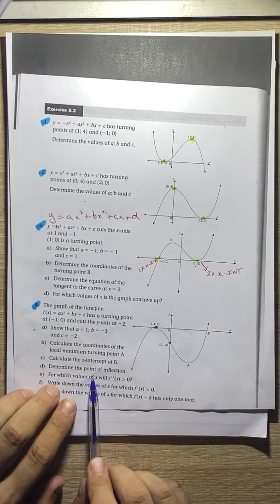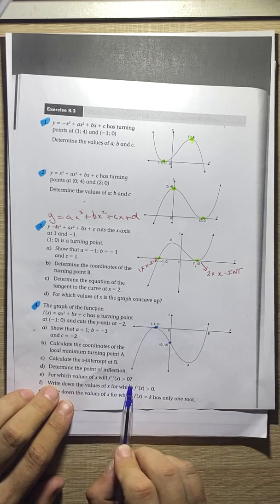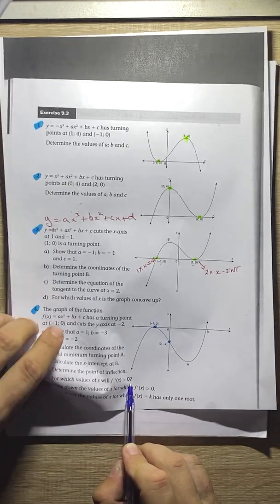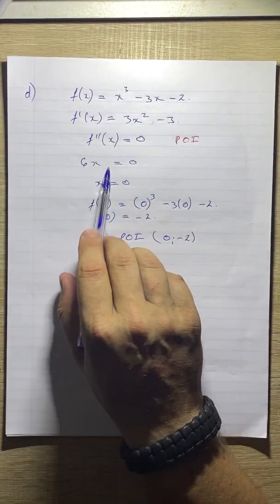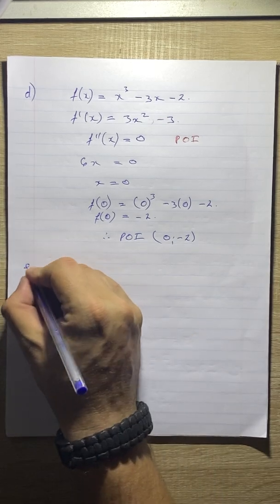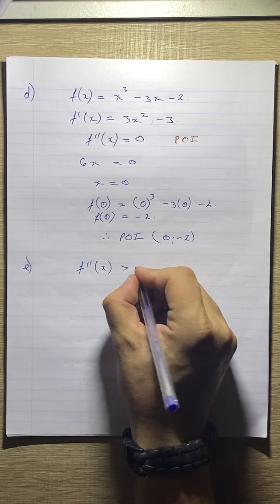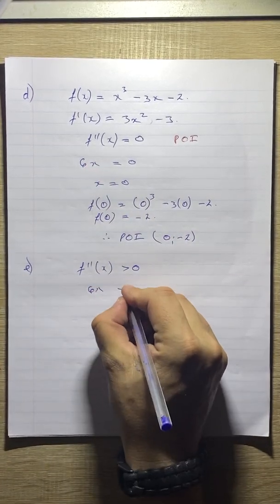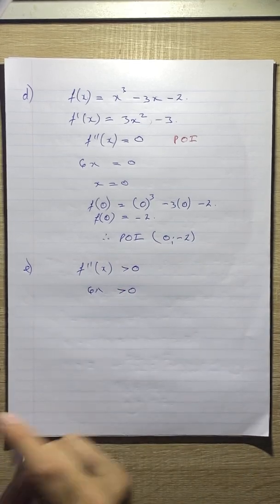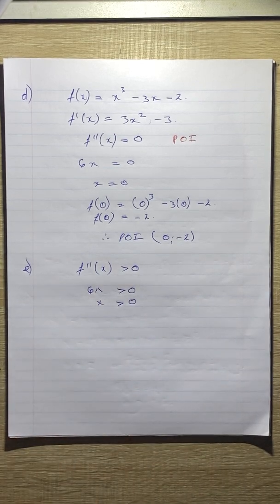Here. For which values of x will f double dash x be greater than 0? Okay, so all I have to do for a question like this is I know what my second derivative is. It's the 6x. And they're asking for which values of x will f double dash x be greater than 0. So just take your second derivative, 6x, and set it greater than 0. And then you can solve. So if I divide by 6, I get x is greater than 0. Okay, as easy as that, guys.